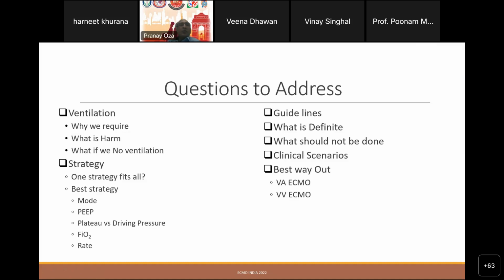So the questions I'm going to address are: ventilation, why we require it, what is the harm if we ventilate, and what is the harm if we don't ventilate the patient? What should be the strategy, whether one strategy will fit all, what is the best strategy, what the guidelines say, what we should do, what we should not do, some clinical scenarios if the time permits, and the best way out for VV ECMO, that is, what we usually practice.